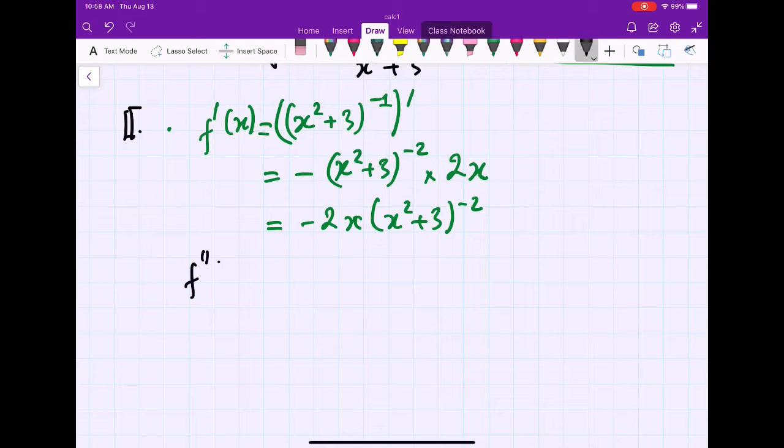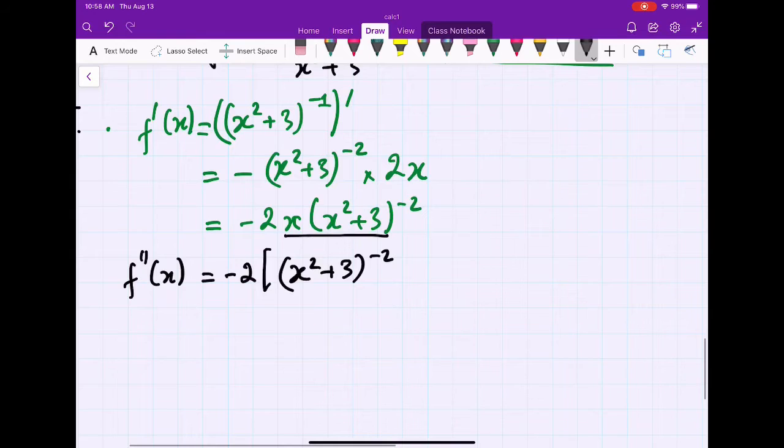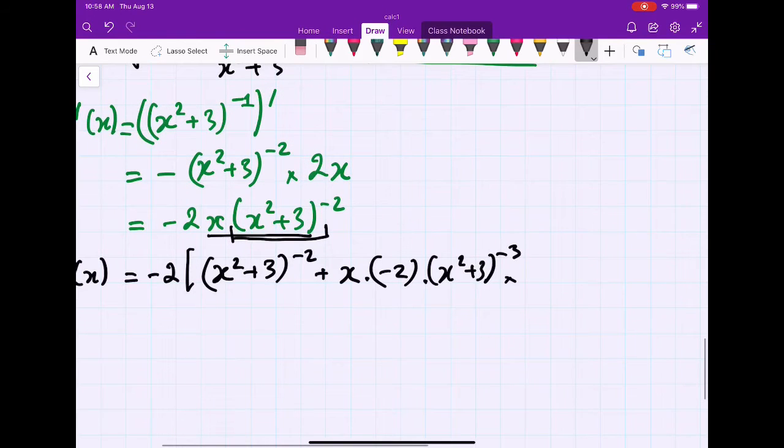And we need to use the product rule because I have a product in here. The -2 is just a coefficient, so I take that out. The derivative of x is just 1, so the first term is (x squared plus 3) to the -2. For the second term, I have plus x, then I use the chain rule to differentiate this part. I have -2 times (x squared plus 3) to the negative 3, and then times 2x.